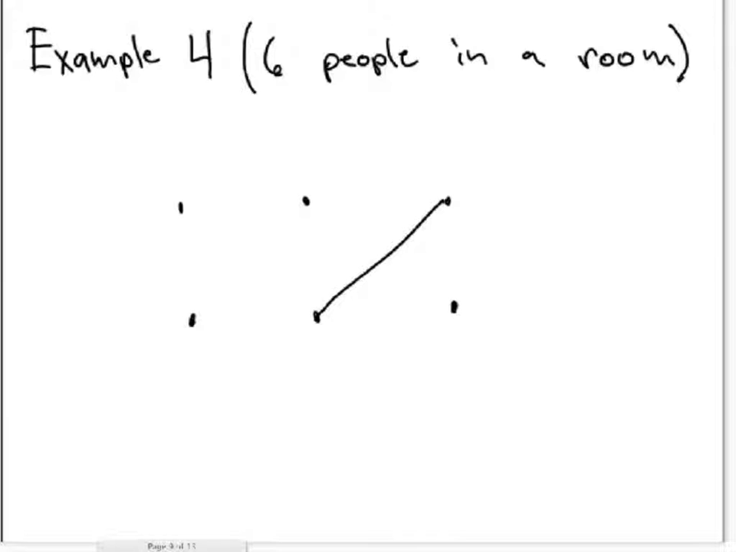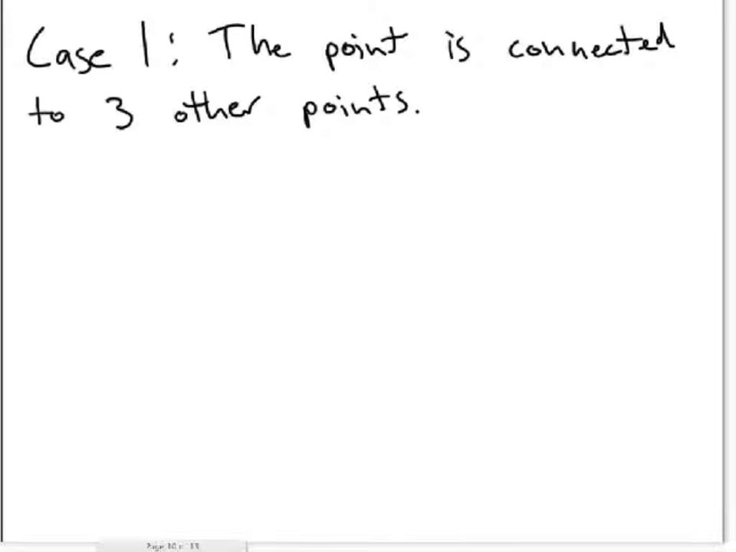Basically, you're just going to consider any single point. There are 5 other points you could possibly connect to, and thus, by the pigeonhole principle, the point is either connected to at least 3 other points or not connected to at least 3 other points. And this will be shown in 2 different cases. Case 1, the point is connected to 3 other points.